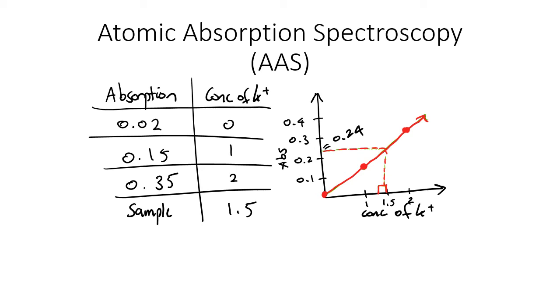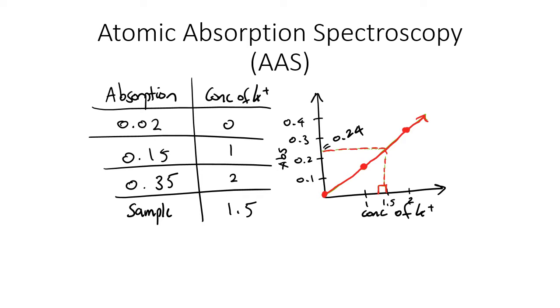In this video, we'll learn about Atomic Absorption Spectroscopy, also known as AAS. This is an important analytical technique in chemistry, and it basically allows you to measure the amount of light being absorbed by a sample solution. Using this, you can calculate the concentration of metal ions in a sample solution based on its absorbance of light.